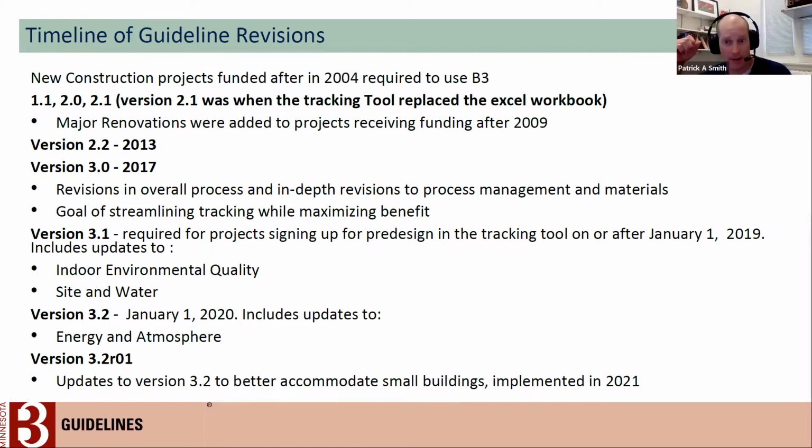Version 3.1 was for projects in 2019, and included the most recent update to the site and water section, notably for today's discussion. Version 3.2 included an energy and atmosphere update, and was for projects that began pre-design on or after January 1st, 2020. And then we put out a first revision to guideline version 3.2 in 2021 that was intended to accommodate small buildings specifically.